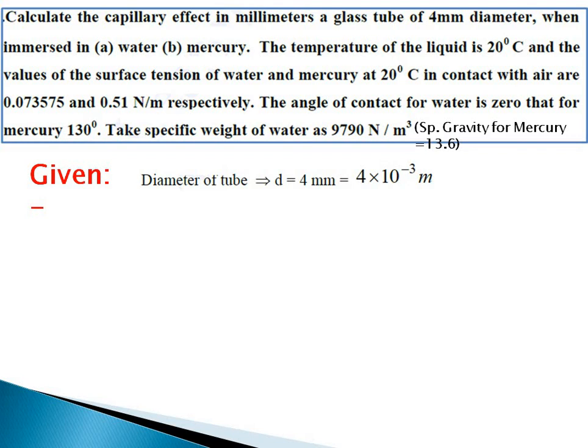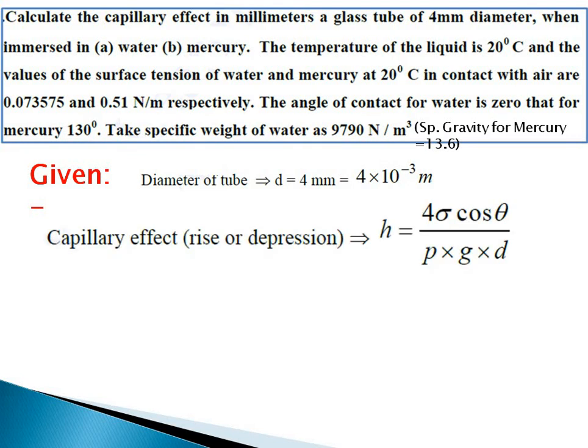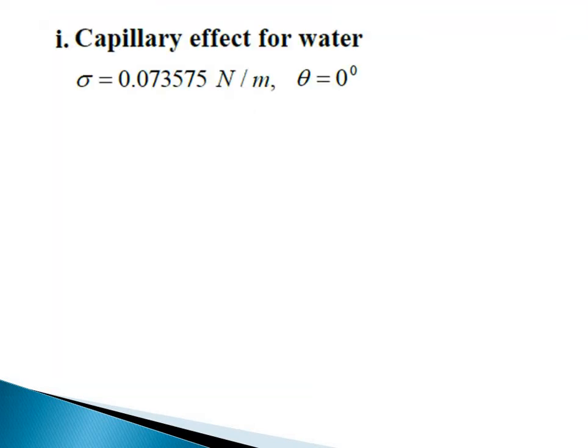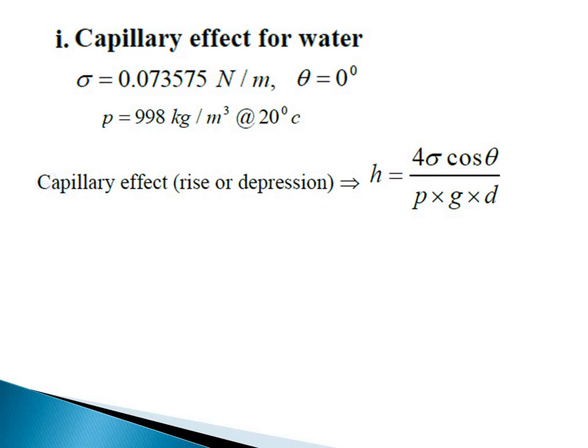So diameter D is equals to, converted to meter. The capillary rise can be given as 4 times sigma cos theta divided by rho g D. Sigma is equals to surface tension, theta is equals to angle of contact, and rho is equal to density. So sigma here is given as 0.073575, theta is equals to 0, and for mercury specific gravity is 13.6. Now capillarity effect for water: sigma has been given, theta has been given, rho has been given. At 20 degrees Celsius, the value of rho is equals to 998 kg per meter cube. It is given. So from that, calculate the value of H.